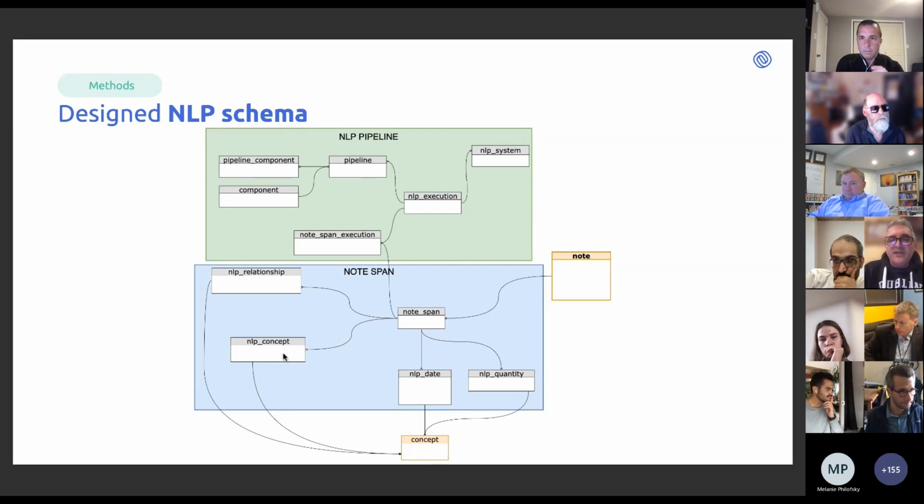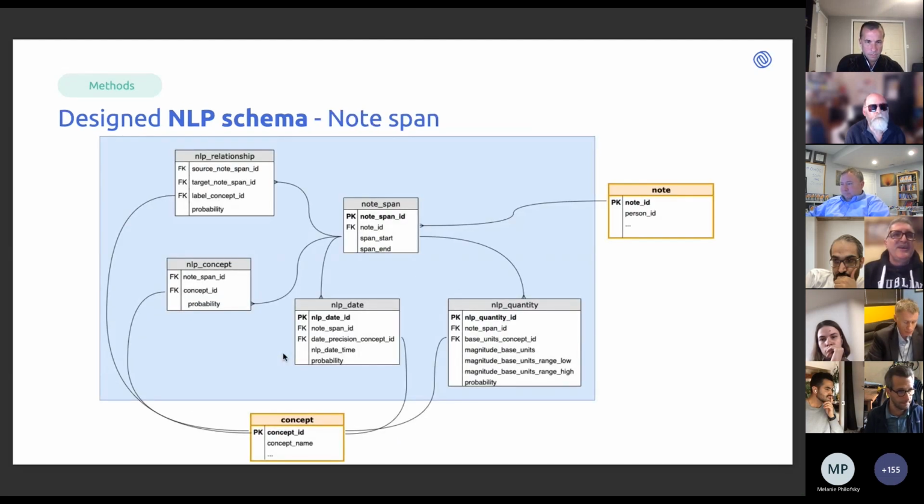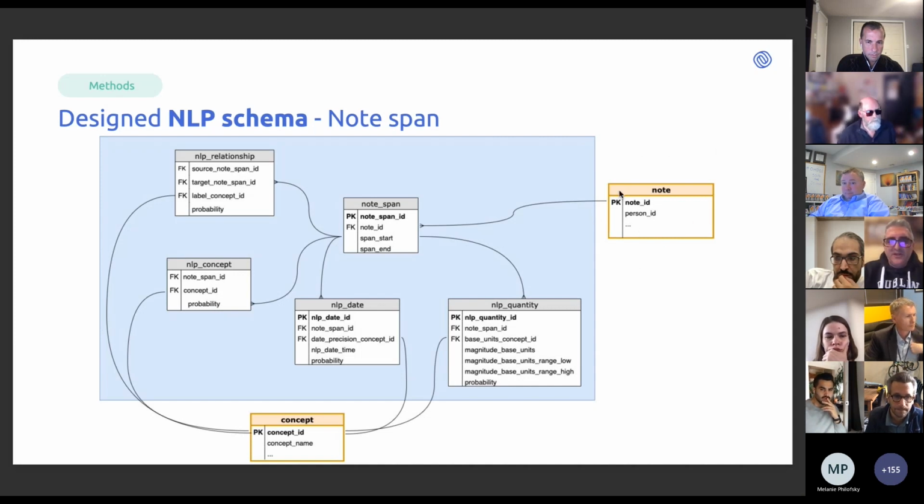And also we need to capture all the relations. Here you can see it better. The NLP relationship table will capture relationships between two entities extracted in the same note. All these quantities, dates, and concepts will be assigned a probability. As I said, most of the current technologies are probabilistic, so we can be certain of something just up to a certain probability. Through the note span, we connect to the rest of the CDM model through the note table, and most of the relationships, concepts, date precision, and unit concepts will map to the concept table. So that's how our proposed schema is connected to the rest of the CDM model.